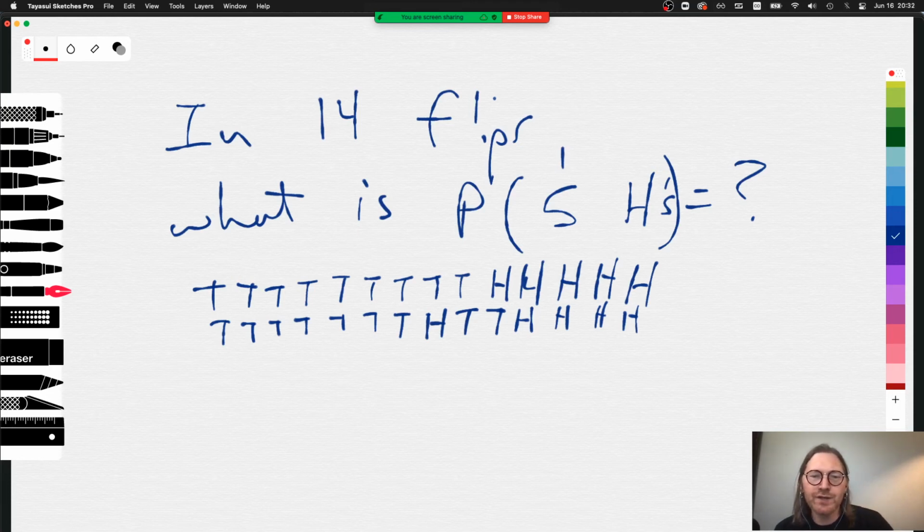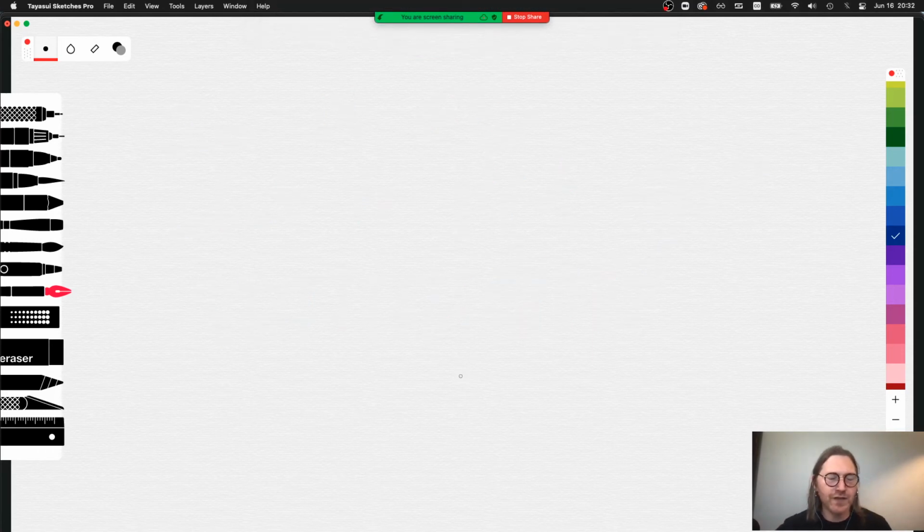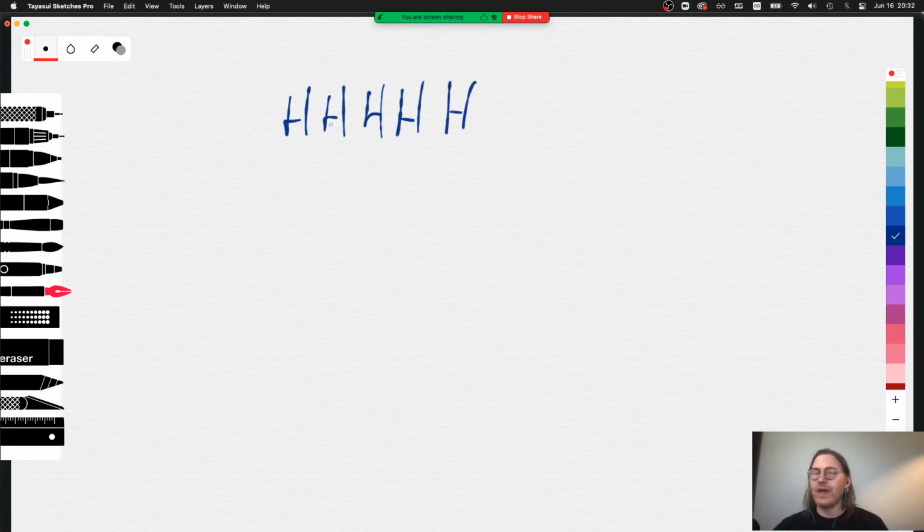So the question is, how do I explain the complement? At least one tails in 14 flips. Let's think about this in terms of 5 flips, because I think it's easier to see that. For 5 flips, we have this one instance that is all heads. There's no tails in that. This is the only instance in 2 to the 5th instances that does not have a tail.